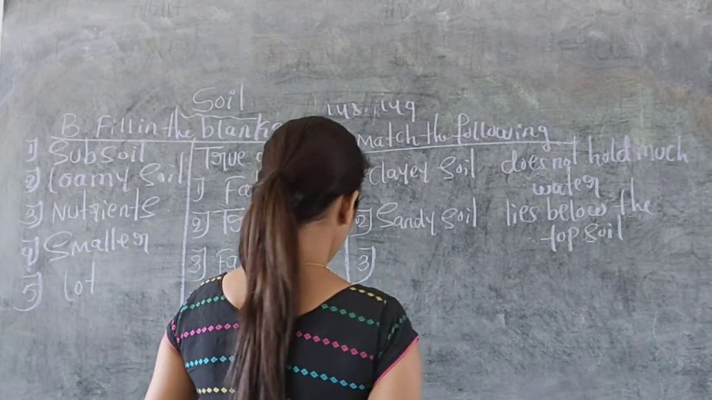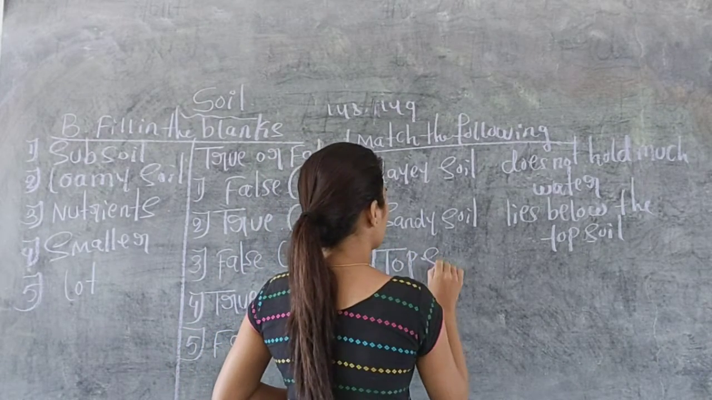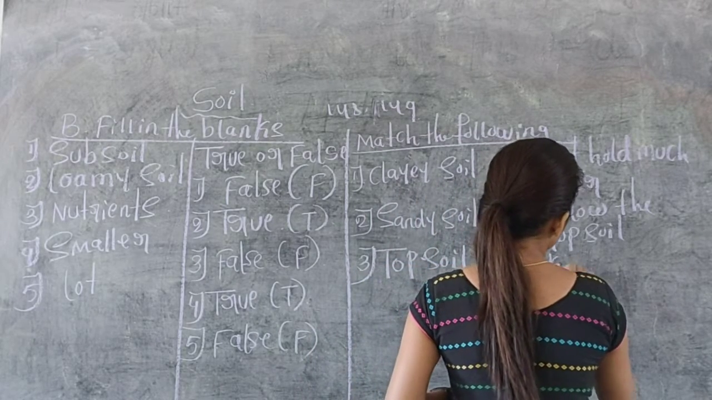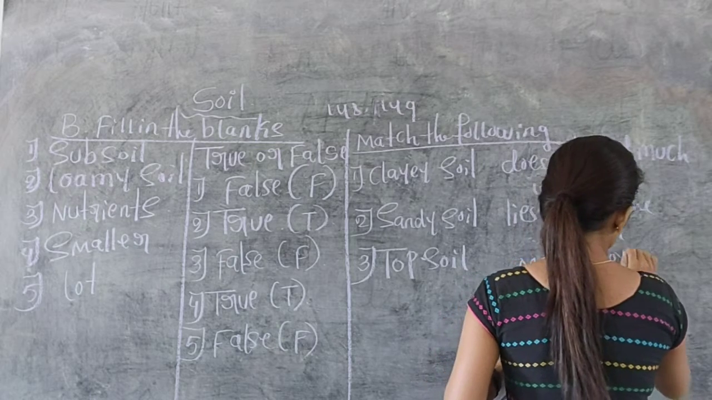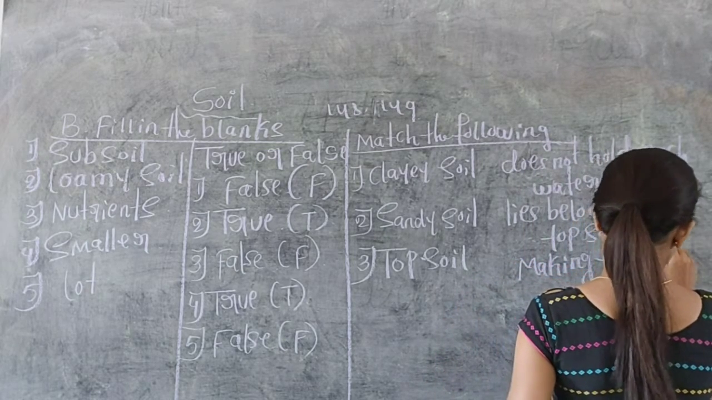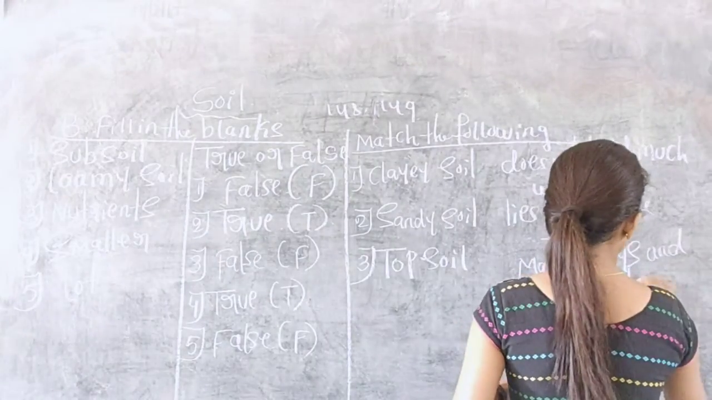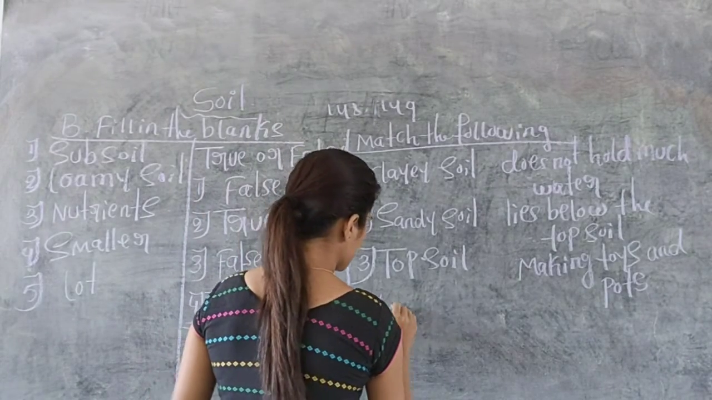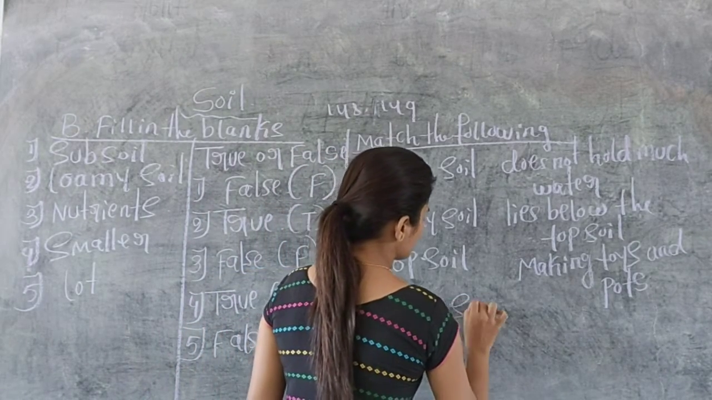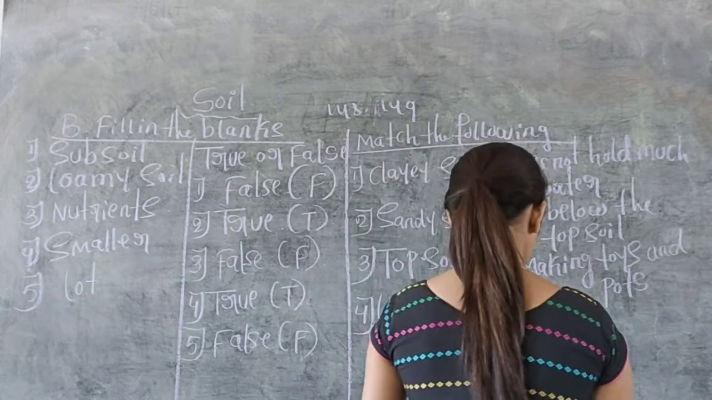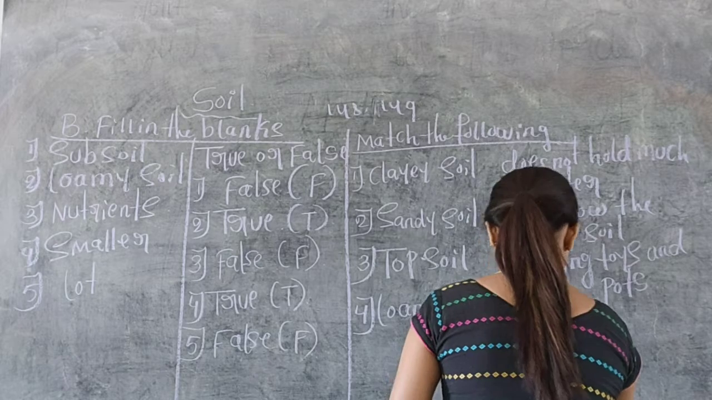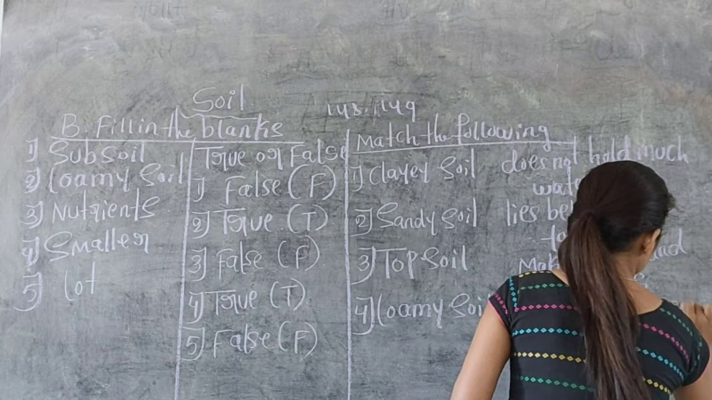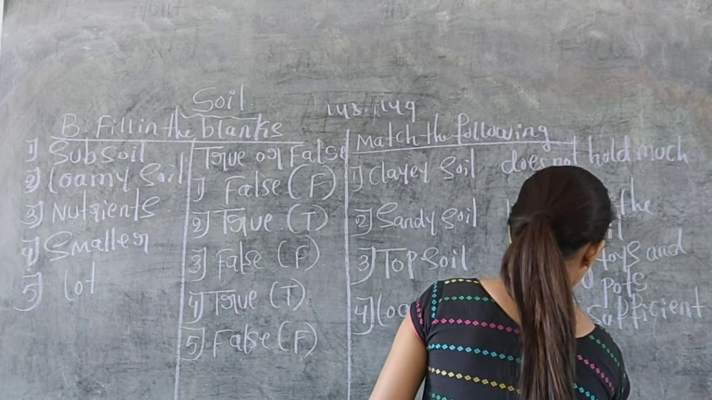The third one, top soil. Top soil is native soil. Now fourth one, it is loamy soil. Then hold sufficient amount of water.